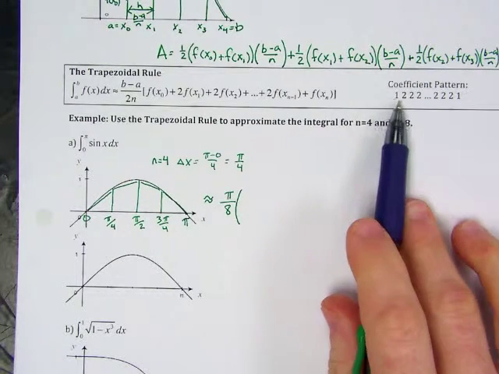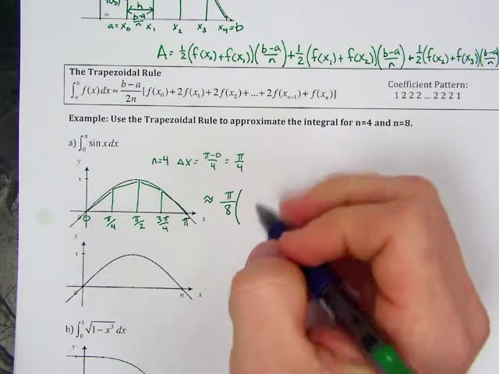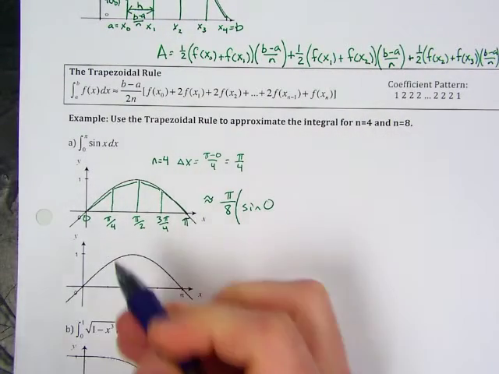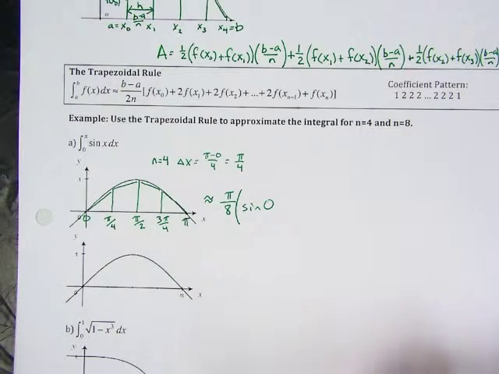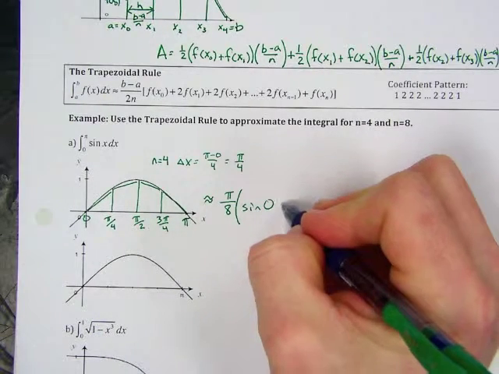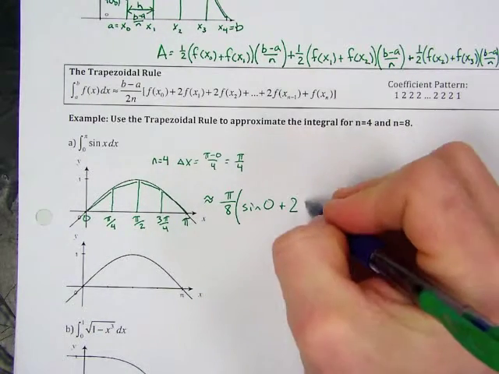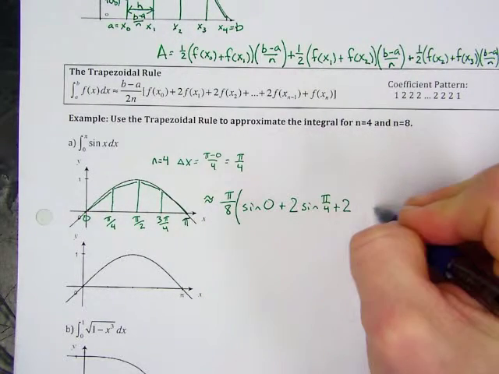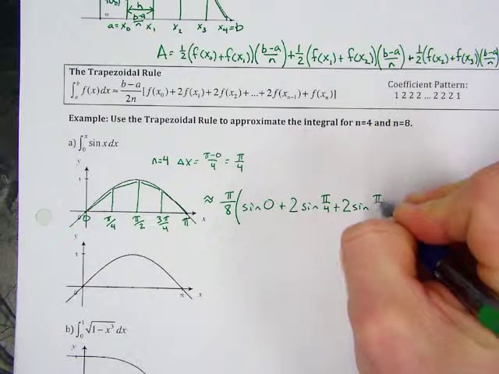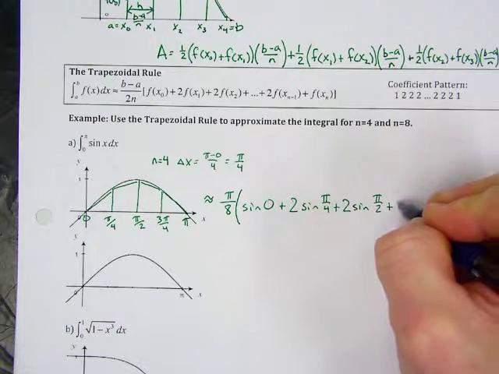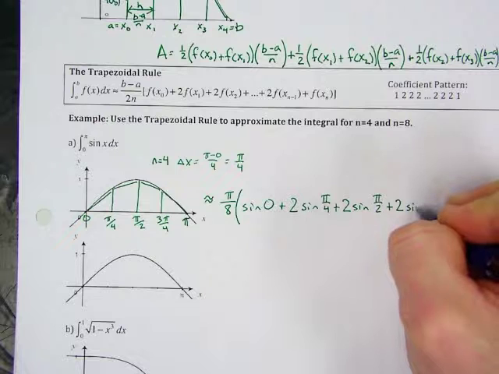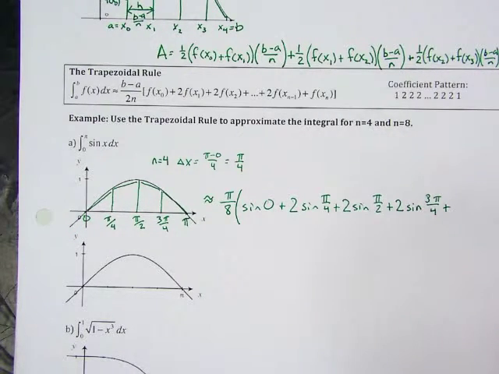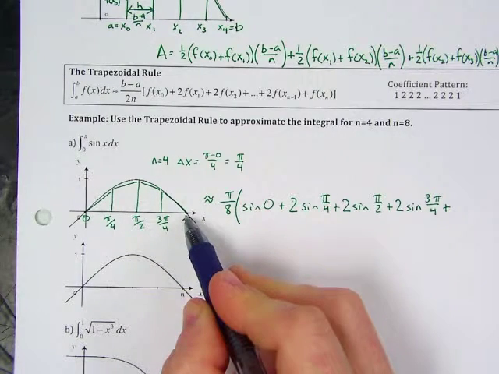So it's going to be 1 sine of 0, because that's our first point here, plus 2 sine of pi over 4, plus 2 sine of pi over 2, plus 2 sine of 3 pi over 4, plus, oh, now we're at the end of our interval, so it's just sine pi.